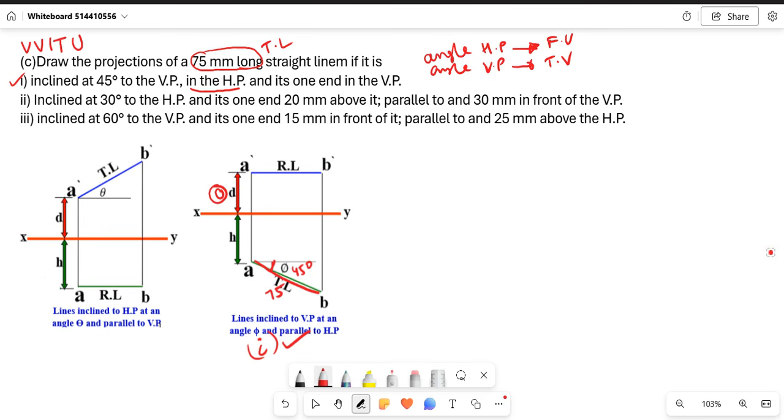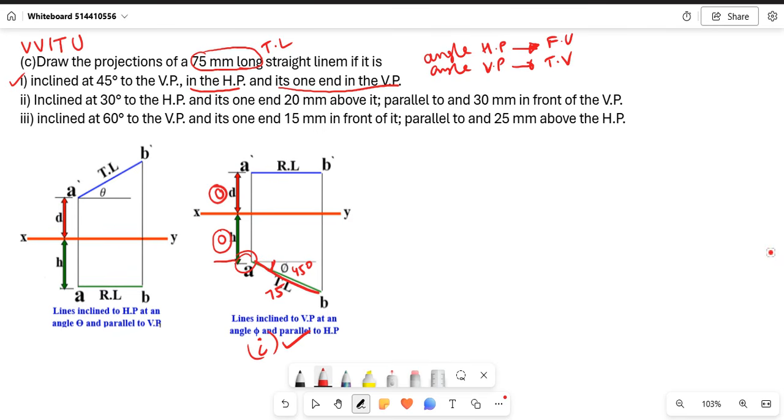Whereas one of its ends is in the VP. It is one end, because you take an A point and a B point, which are the two ends of the line. You can take any one end on the VP. Being on the VP means the distance from VP, which we mark in the top view, is 0. So the top view distance is 0, because we are considering the nearest end, the A point here, which is at distance 0 from the VP.